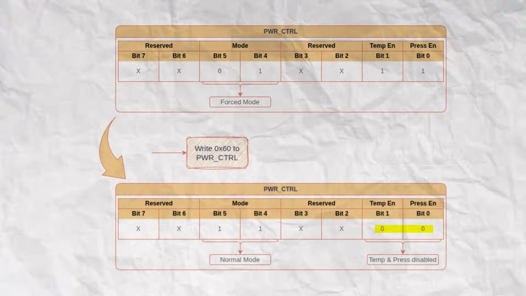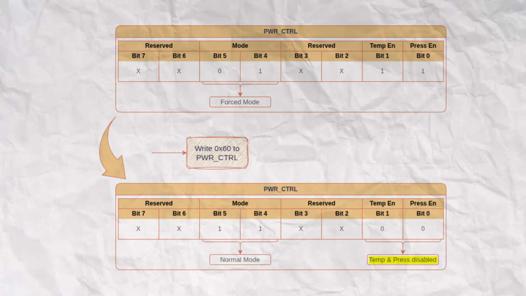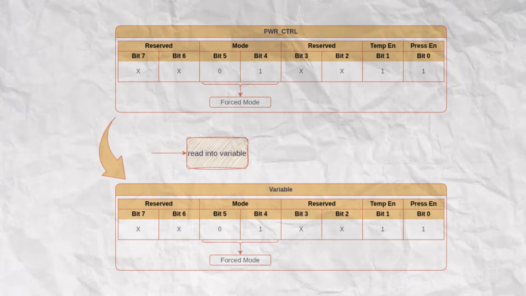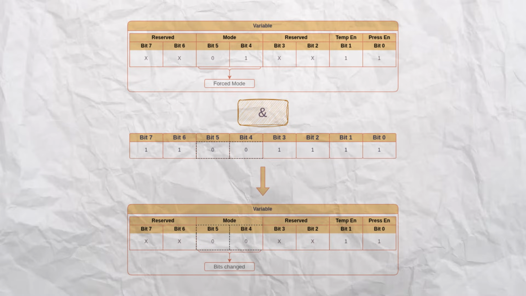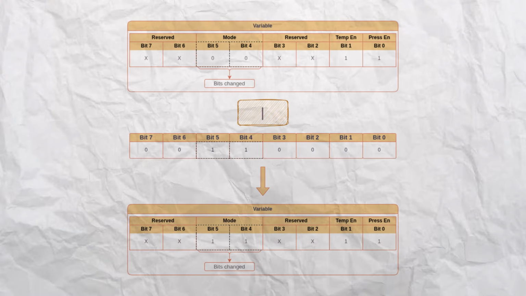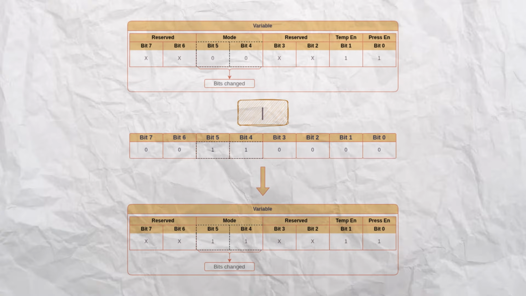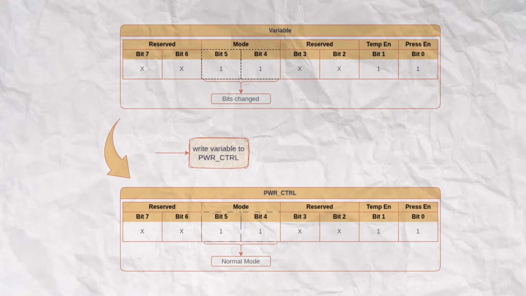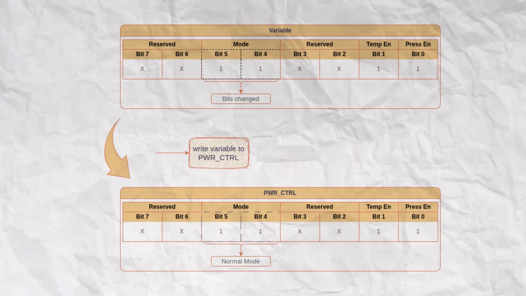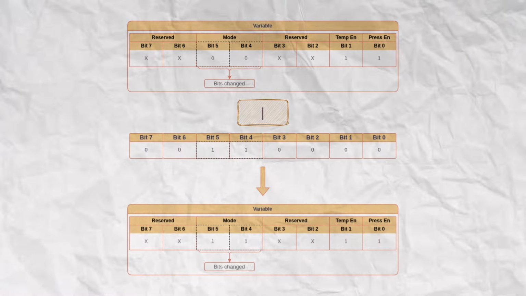But this sets the temp en and press en bits to 0, that is, disabling temperature and pressure measurement. Therefore, to mitigate this, we'll first read the power control register into a variable. Now we'll set only the mode bits, that is bits 4 and 5, to 0. Now we'll set the 4th and 5th bits to 1 using bitwise shift and OR operations. With this done, we can write the variable into the power control register without changing the temp en and press en bits.